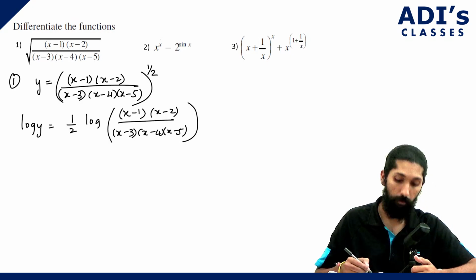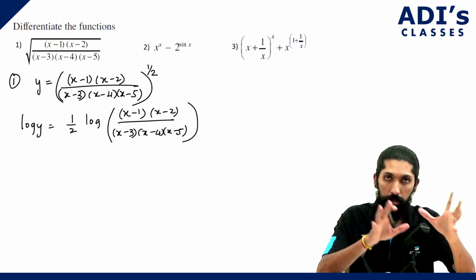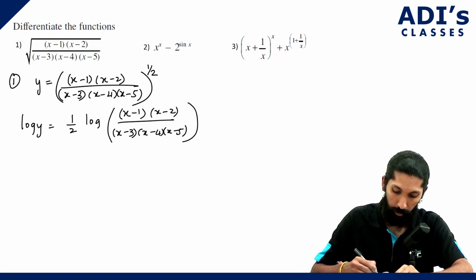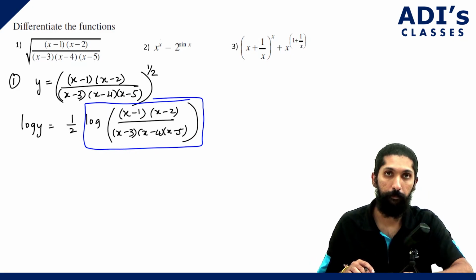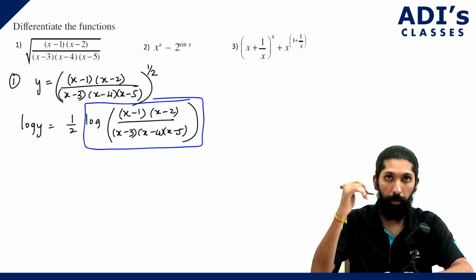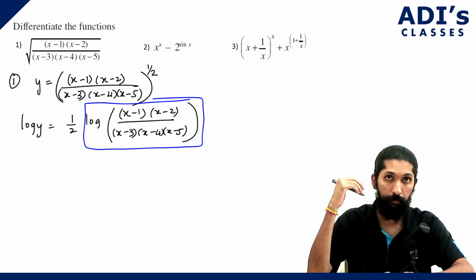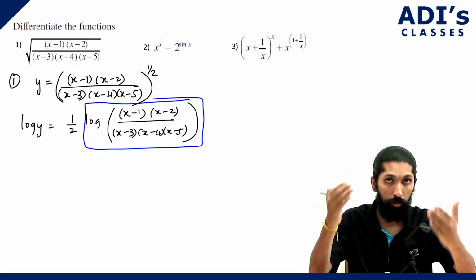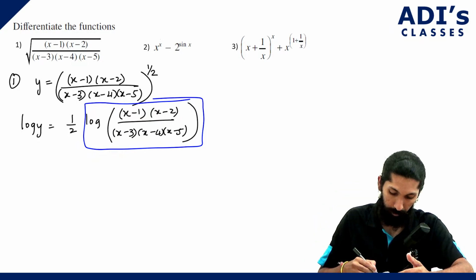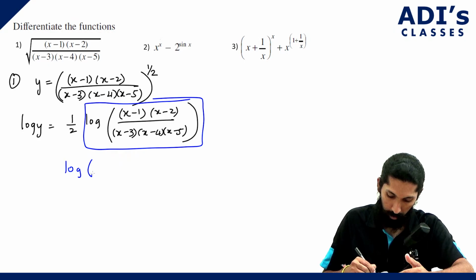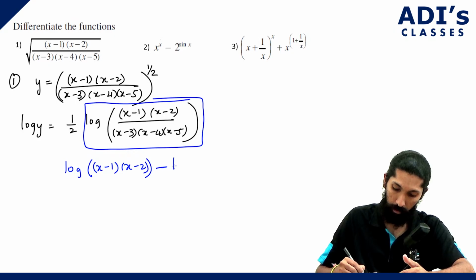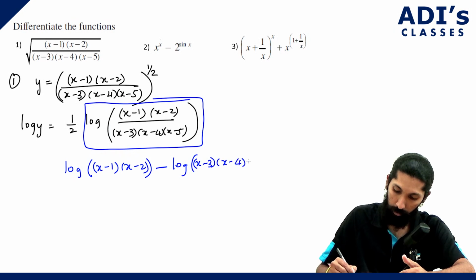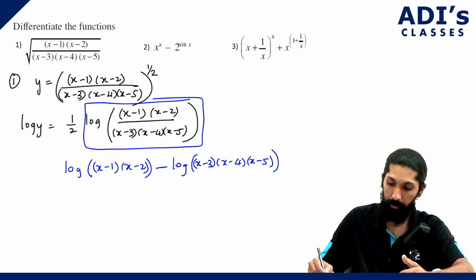Now, the rest of it you just leave as it is. We are going to concentrate only on this part. So, log of a by b. Remember the rules of the logarithm. Whenever we look into the rules of logarithm, you have log of (x minus 1) into (x minus 2) minus log of (x minus 3) into (x minus 4) into (x minus 5), correct?